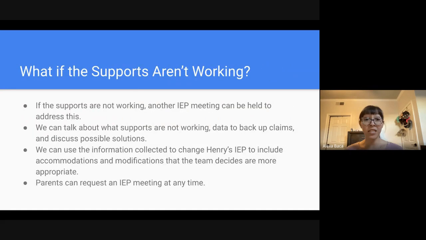What happens if the supports aren't working? If the supports aren't working, another IEP meeting can be held to address this. We can use this meeting to talk about what supports are not working. We can use data that we have from Henry's assessments to back up claims, and we can talk as a team to figure out possible solutions. We can use the information that we've all collected to make changes to Henry's IEP. We can include more or different accommodations and modifications that the team decides are more appropriate, and then we'll see if those are helping him out.